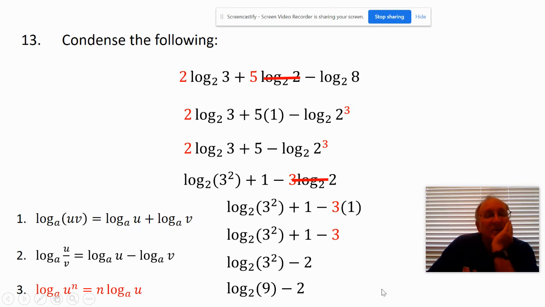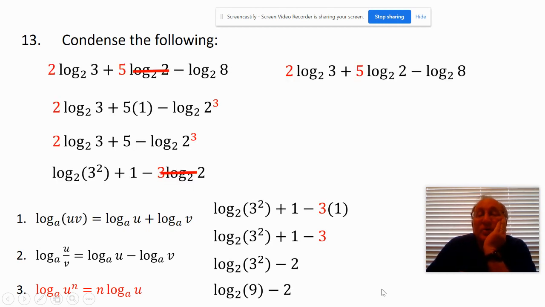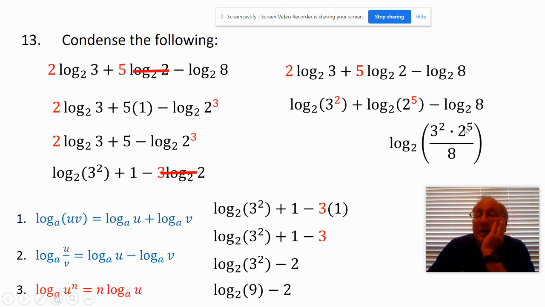Now, that's what I was thinking it wanted, but that wasn't the answer it wanted here. What it really wanted you to do was this. Just take the 2 and 5 and move them on top of the numbers like that. They're all log 2, so I'm going to take the 3 squared times the 2 to the 5th divided by the 8, because a plus is a multiply and a minus is a divide.